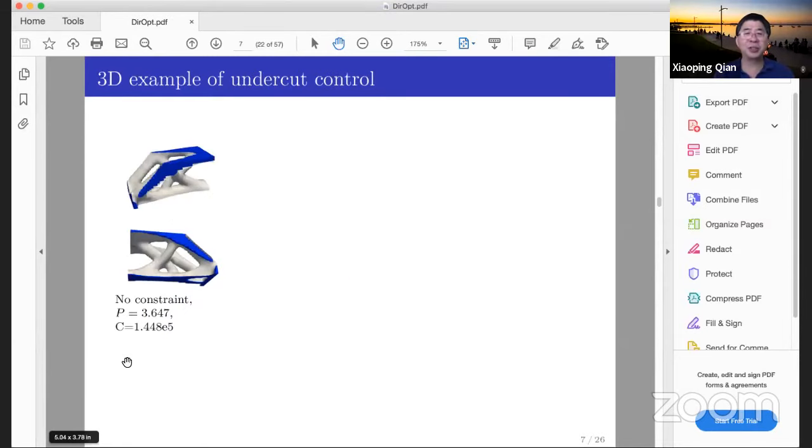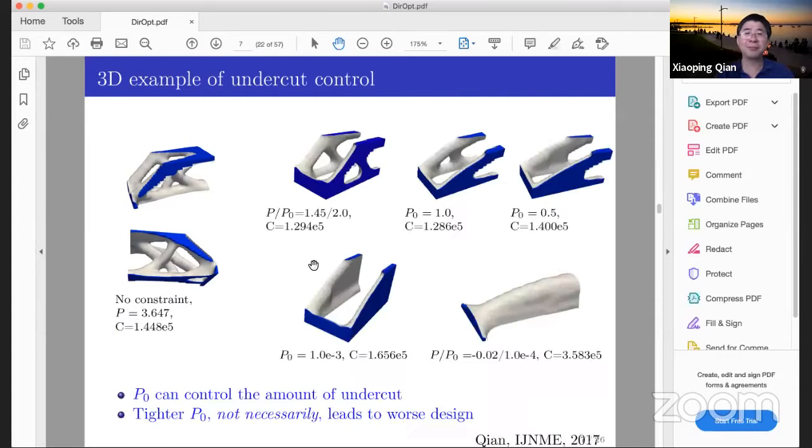And here's a short summary example. For the 3D beam structure, if we do not use any overhang PUP constraint, the horizontal length is about 3.6, and this is the design we have. If we use a PUP constraint from 1.5 to a very small number, you can see the amount of undercut has been reduced. So this P essentially controls the amount of undercut.